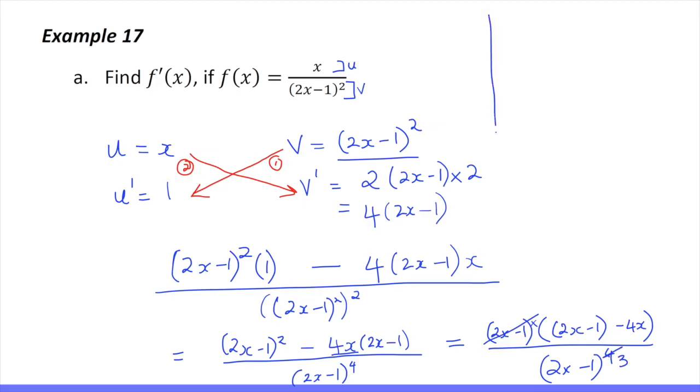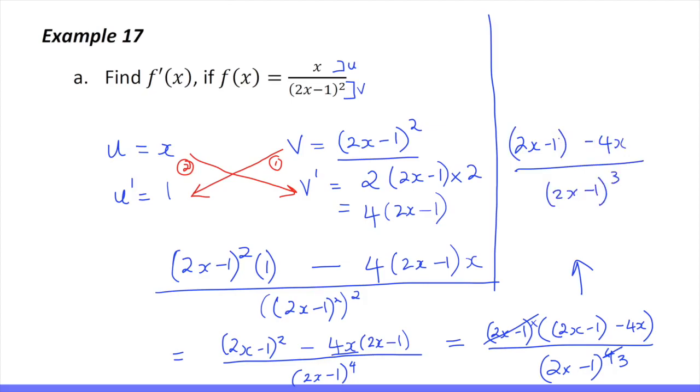So I do apologize for the messiness here, but my final answer will be (2x minus 1 minus 4x) all on (2x minus 1) cubed. So please do try and simplify if you have the opportunity to.